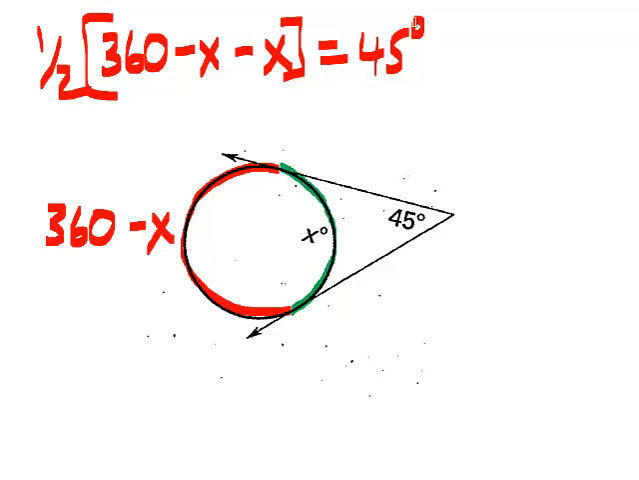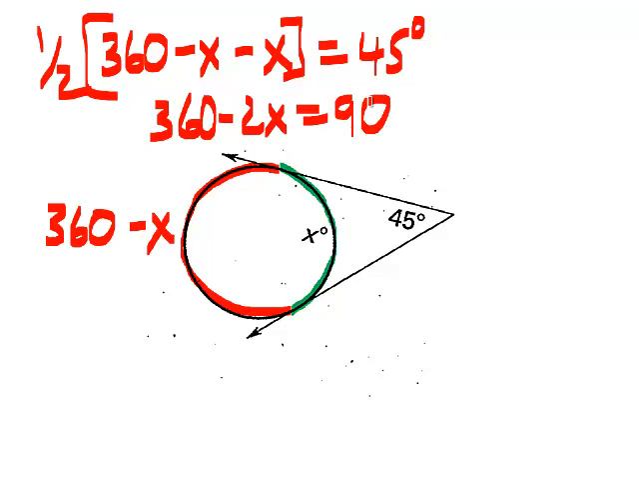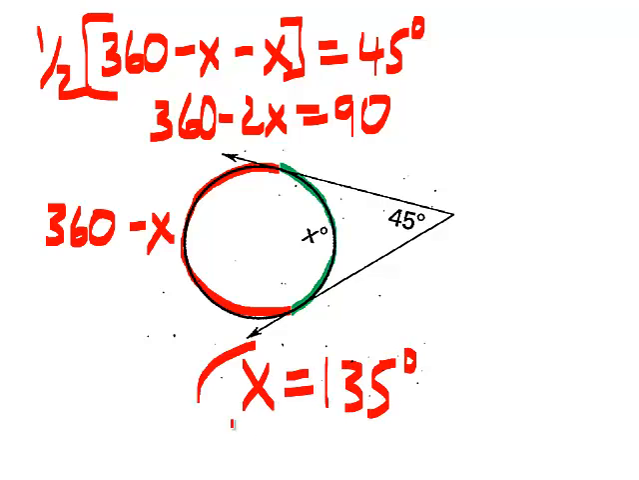Okay. Algebraically, if you solve, you can multiply by 2 on both sides to get rid of the 1/2, giving 360 minus 2x equals 90. And then solve, you should get x equals 135, because that's what I'm asked to solve for. And that's it.